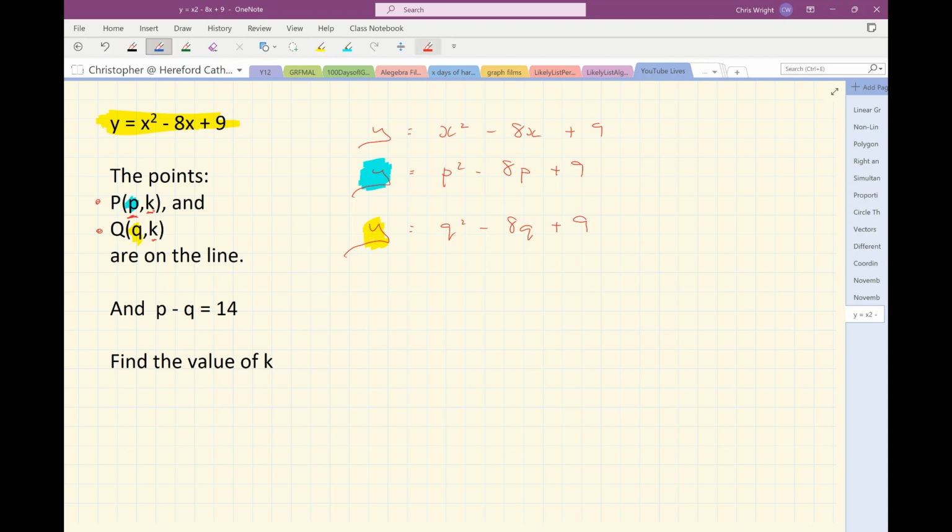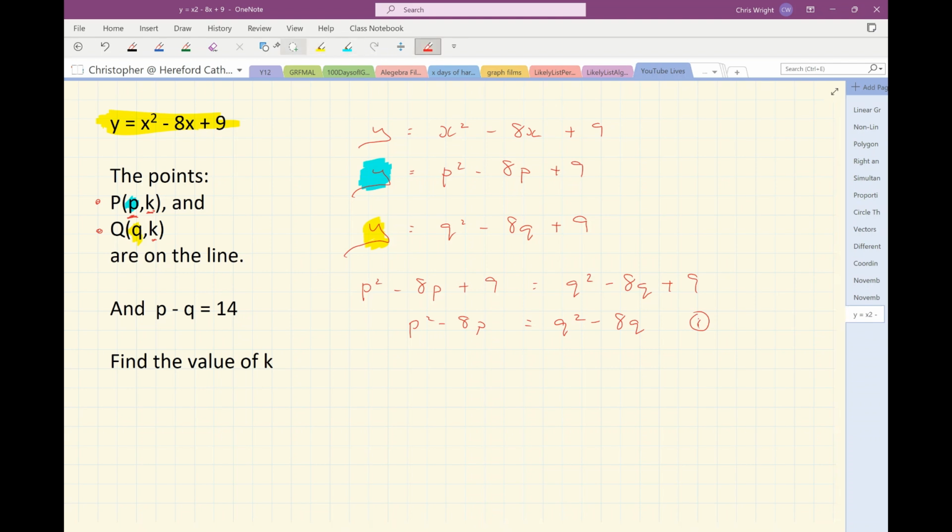So I know straight away that I can say that p squared minus 8p plus 9 is equal to q squared minus 8q plus 9. And there is an equation in p and q. Let's just have a quick look at that. Can we simplify it? Well, yes, we can. I can subtract 9 from both sides, can't I? P squared minus 8p equals q squared minus 8q. Okay, I'm going to call that equation 1, and that is an equation which links p and q together.